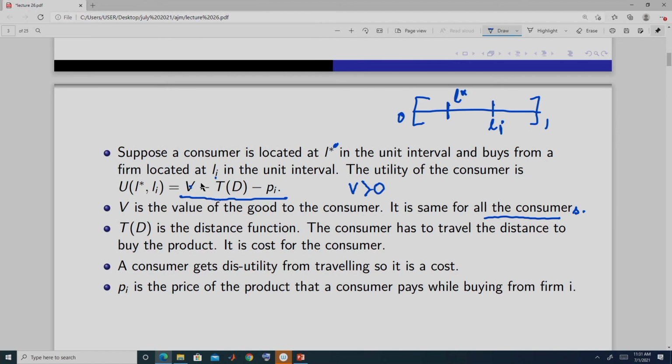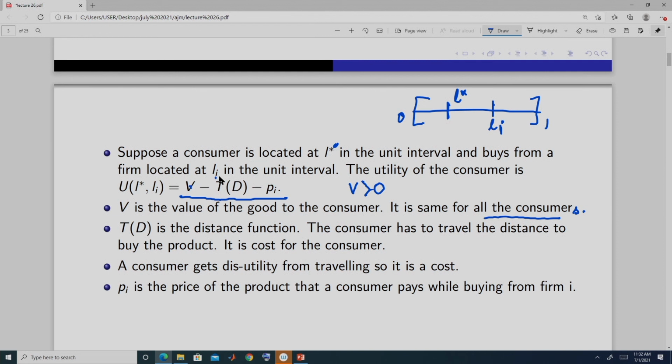Now, so this portion is clear. When we define the utility, we first define that there is a portion that is the value. Value means the maximum a consumer is willing to pay for that good. And this portion is the distance function. So, this is a kind of negative thing. It is a kind of cost, or you are getting disutility from it. So, the distance that a consumer has to travel from its own location to the location where the firm is located. That distance a consumer has to travel to buy that good. So, that creates a kind of disutility, and so it is taken as a cost.